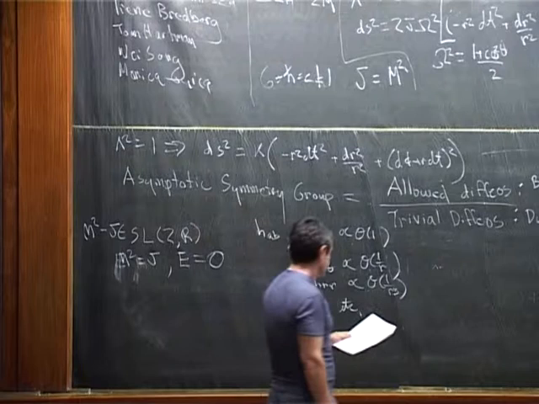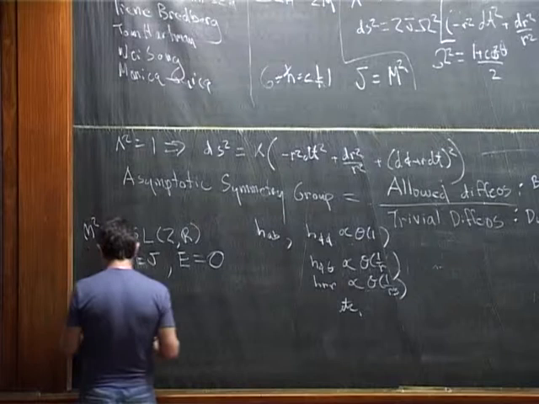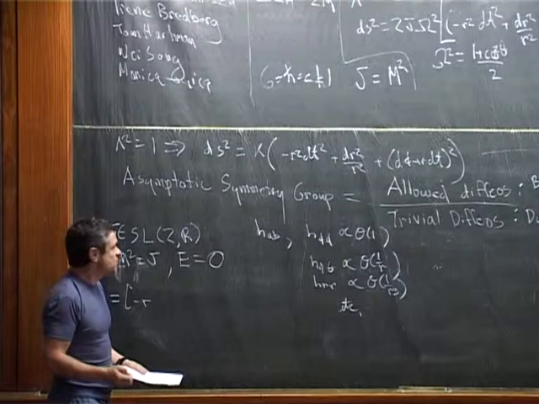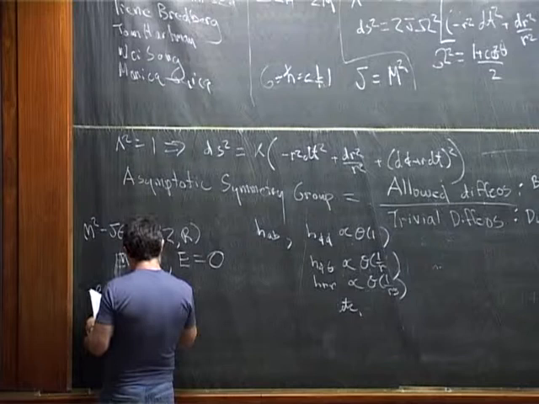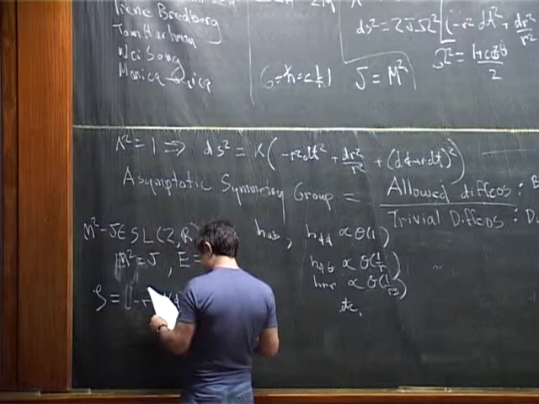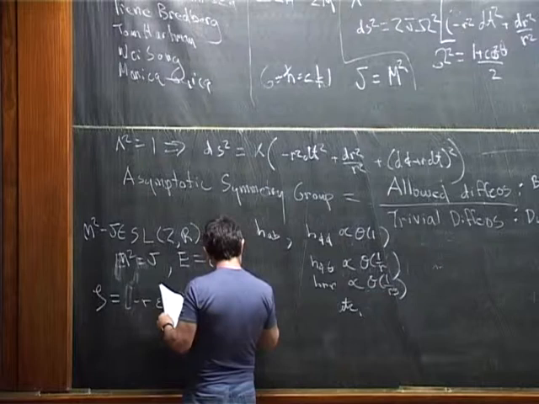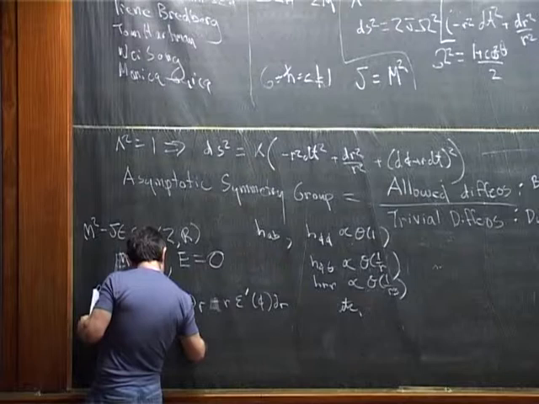Okay, so now we have zeta is equal to minus r. So now we can write down the most general diffeomorphism which satisfies these boundary conditions. And what we find is that zeta is equal to minus r epsilon prime of phi, plus some leading terms which are trivial. Of course, to deduce that they're trivial.